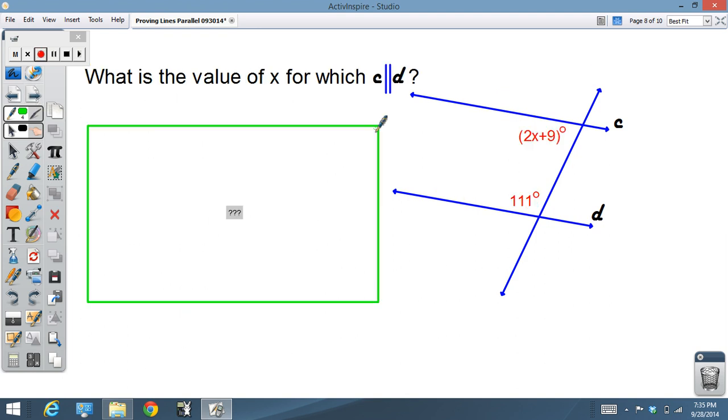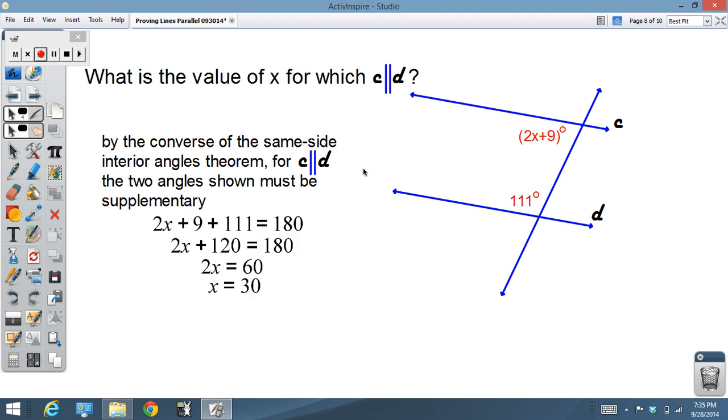Next problem. For which value of x would make C parallel to D? Pause, answer coming now. Okay, so for C to be parallel to D, these are same side interior angles, which means they must add up to 180, and we can do our algebra. If these add up to 180, C must be parallel to D. So x comes out to be 30. Following our steps, set up our equation. This plus this must equal 180.